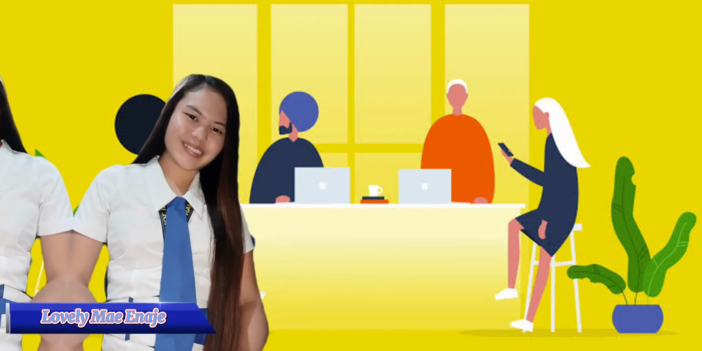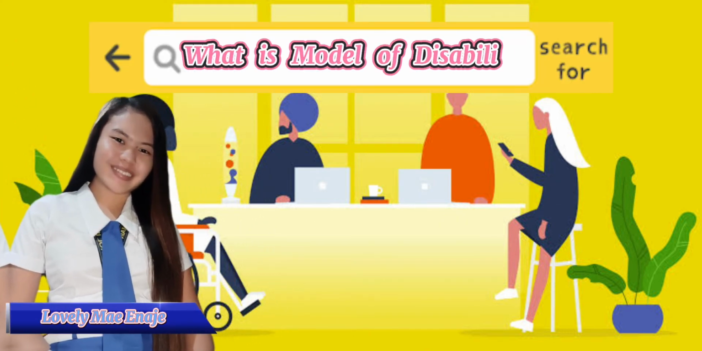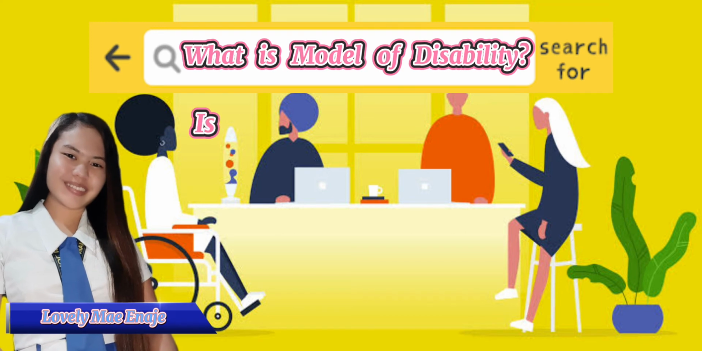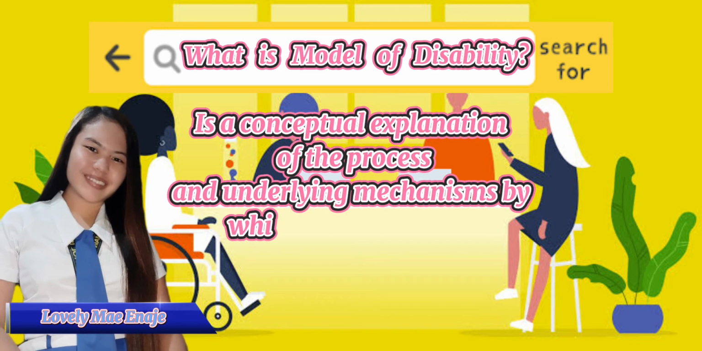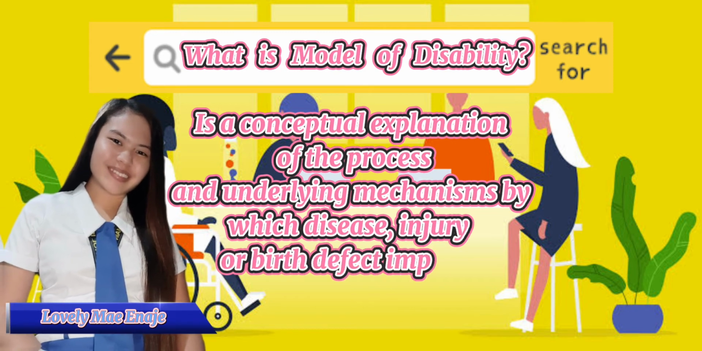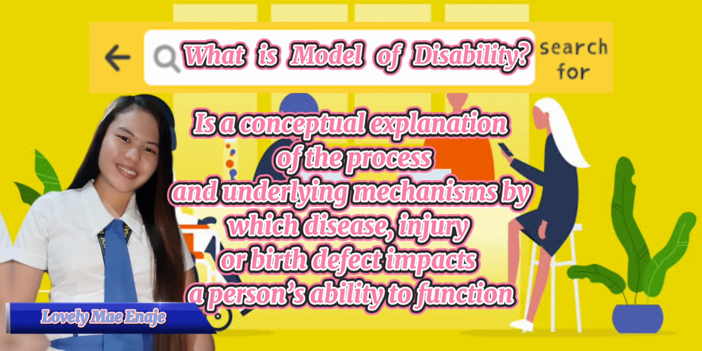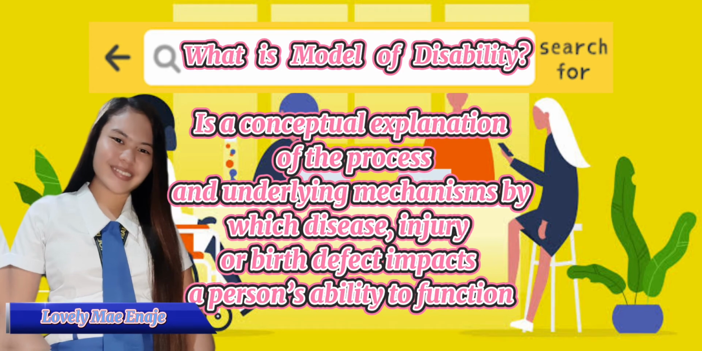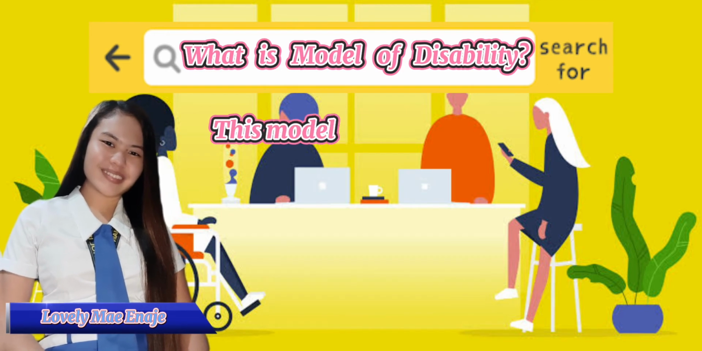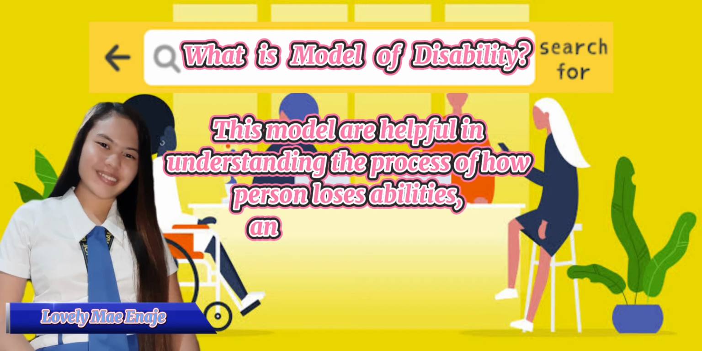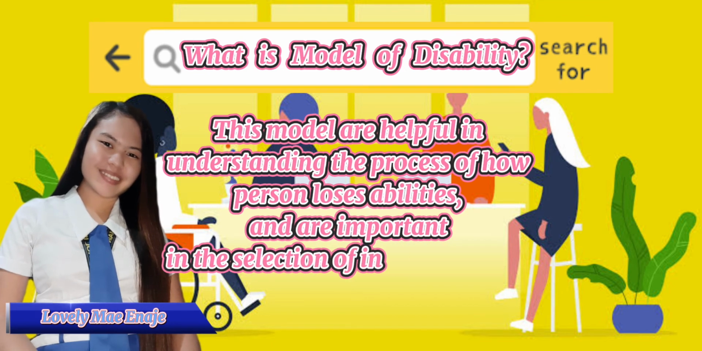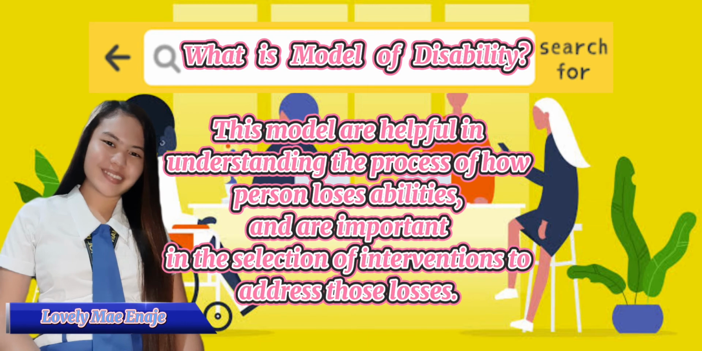But first, what is a model of disability? It is a conceptual explanation of the process and underlying mechanism by which disease, injury, or birth defect impacts a person's ability to function. These models are helpful in understanding the process of how a person loses abilities and are important in the selection of interventions to address those losses.